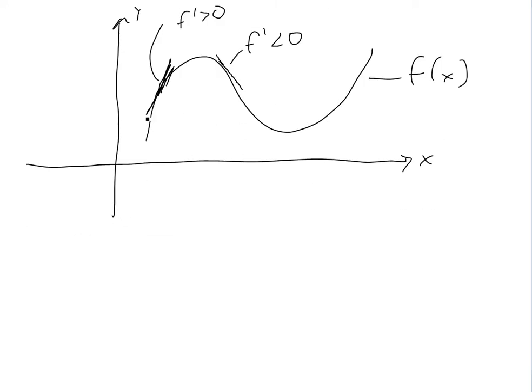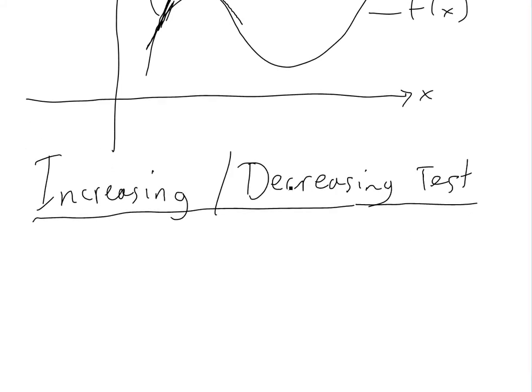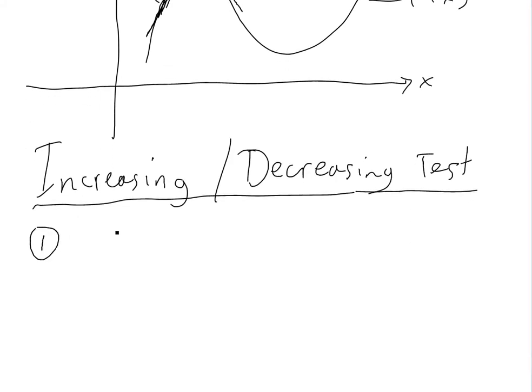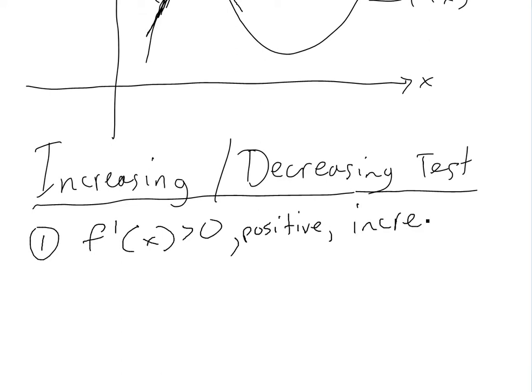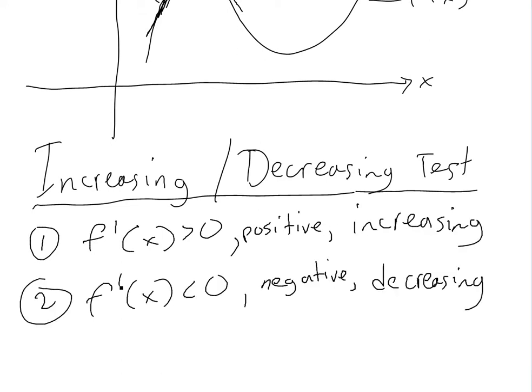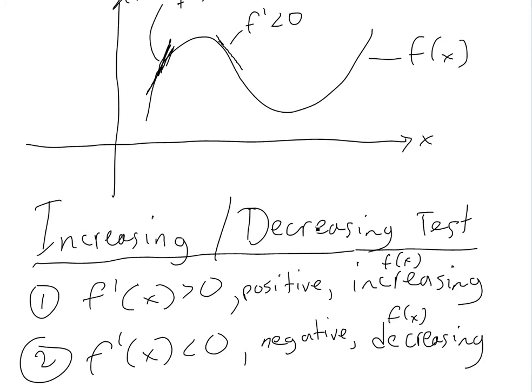And then from here, we can draw the increasing/decreasing test, which basically states that we have two conditions. If f prime of x is greater than 0, or positive, then it's increasing. And similarly, if f prime of x is less than 0, or negative, then the function f of x is decreasing. So as you can see from here.